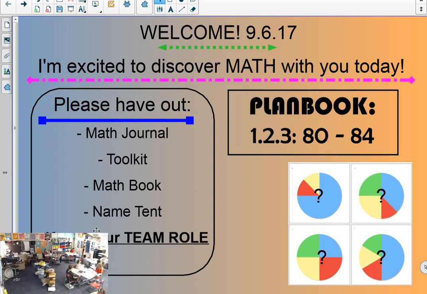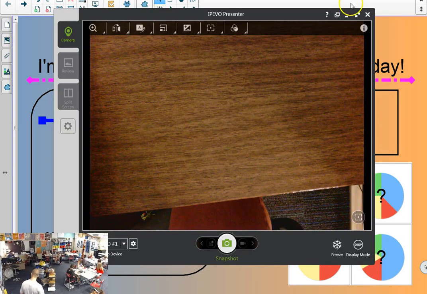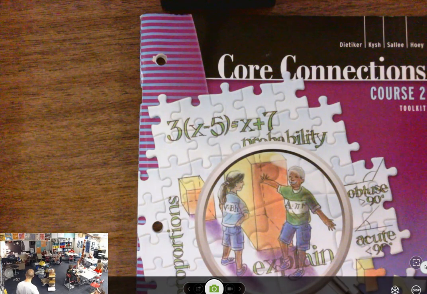Emma, would you be so bold as to let me borrow your math journal and show it to the class? Because yours is one of the most awesome ones that I had, and I made a note of that. So your toolkit and your math journal should be working in a partnership. So your toolkit and math journal are like best friends. Okay? So can I zoom out?